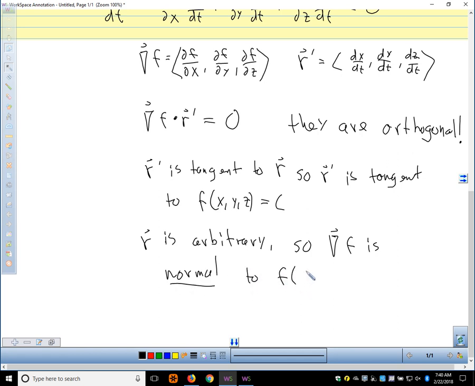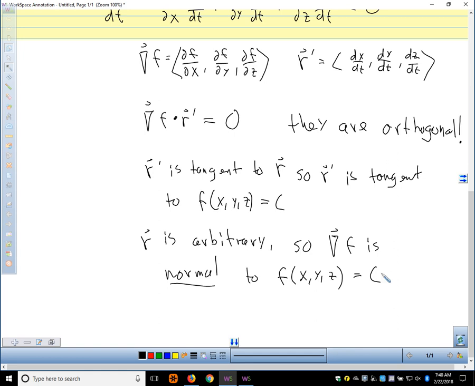So it's going to be normal to f of x, y, z equals a constant. So if we have a surface, f of x, y, z equals a constant, del f is going to give us a normal vector to that surface.